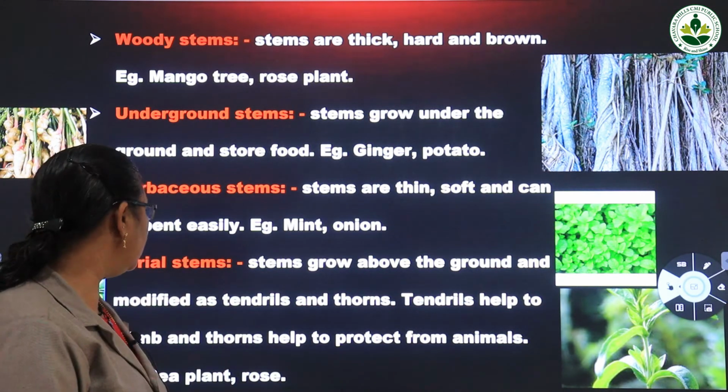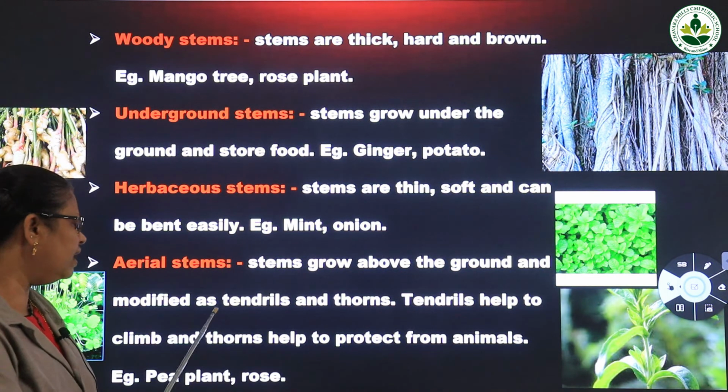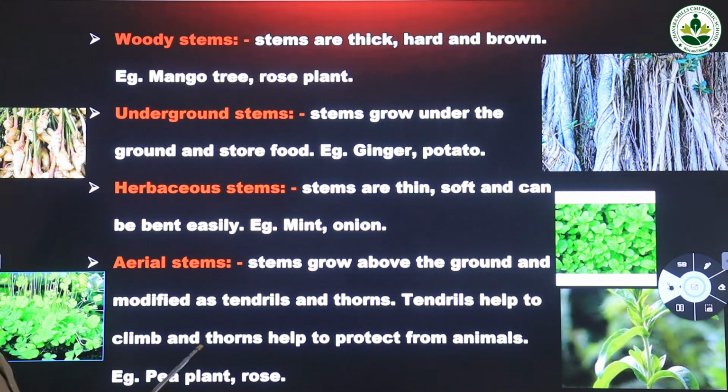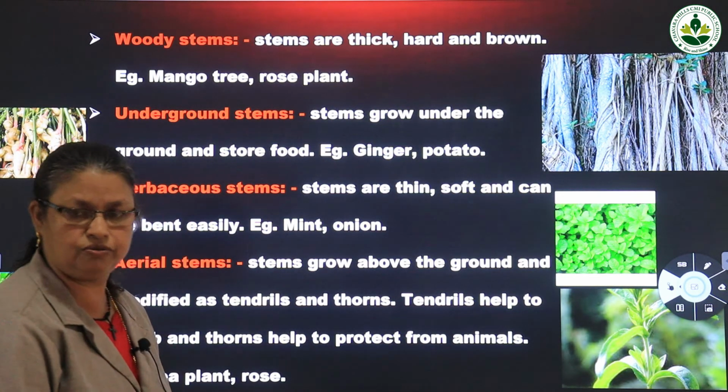Okay, so they are called aerial stems. Stems grow above the ground and are modified as tendrils and thorns. Tendrils help to climb and thorns help to protect from animals. For example, pea plant, rose plant, money plant, many plants are there. All climbers and creepers come under that group.